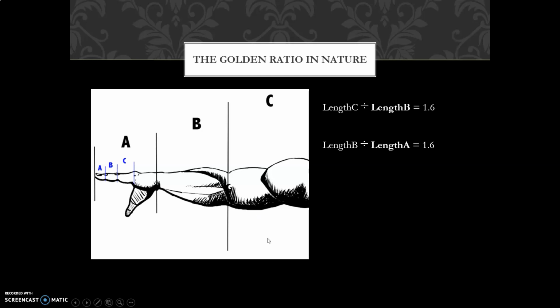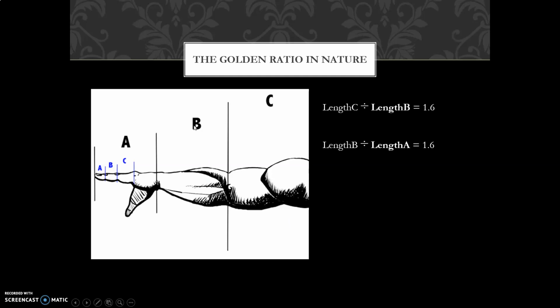And here's an example: if you were to measure from the top of your shoulder to your elbow, you have a certain length here, which we'll call length C. And then if you were to measure from your elbow to your wrist, that's length B. If we were to divide length C by length B, that quotient would be about 1.618, or the golden ratio, okay?